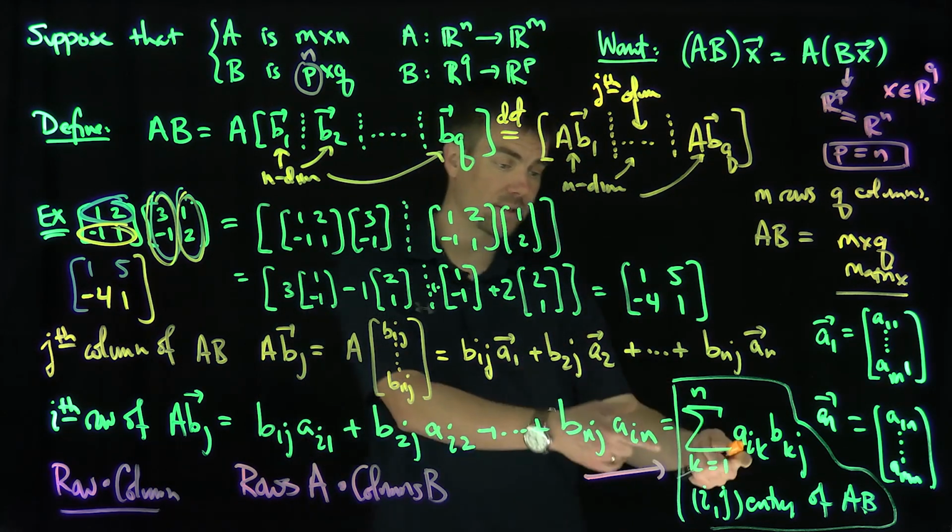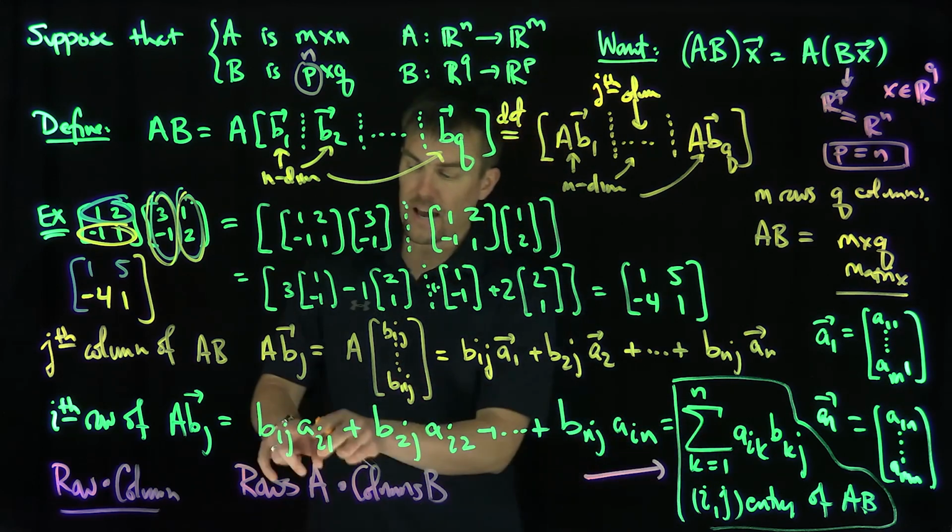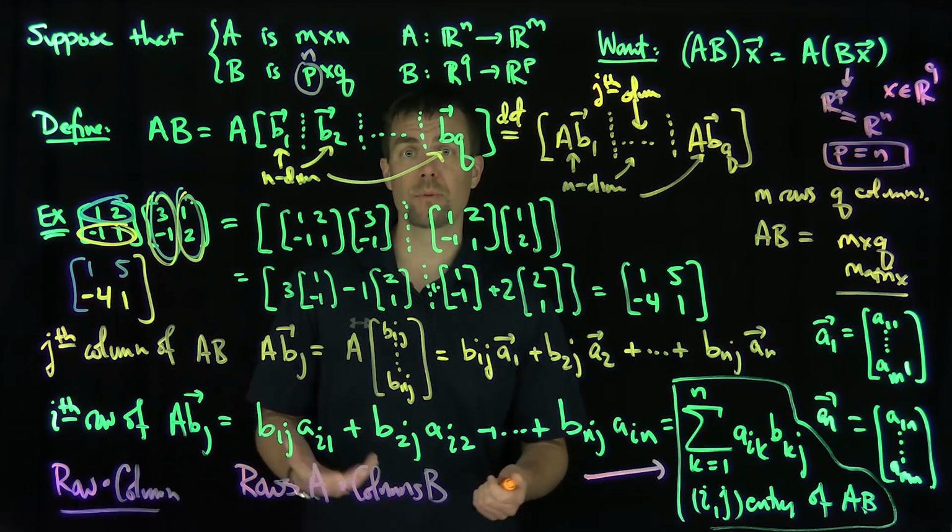We'll see in future videos how using this definition, even though it looks complicated from the sum perspective, if we think of it as row dot column, is a very, very easy way of computing matrix products.